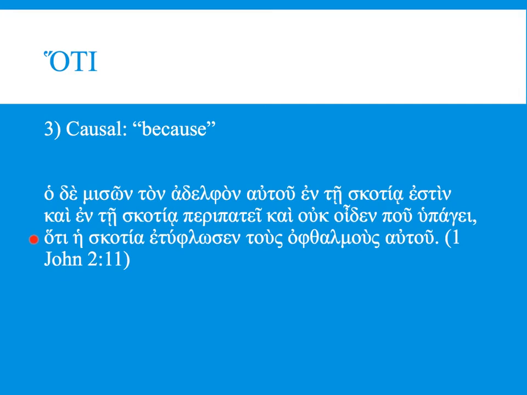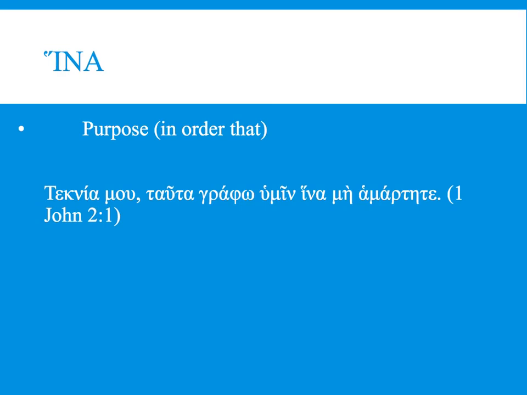because, right, here's our causal hoti. Why do they not know where they're going? Because the darkness has blinded that one's eyes. Really easy causal, so that shouldn't be too hard for you to get at. Now we move on to hina. So that's all the uses of the hoti. Now we move on to hina, and I'll just give you an example of different possibilities for understanding the hina.